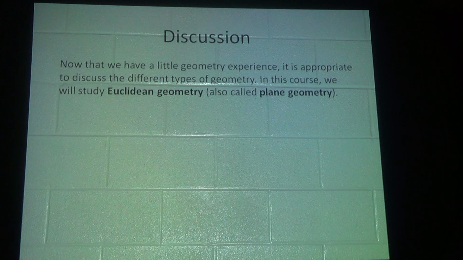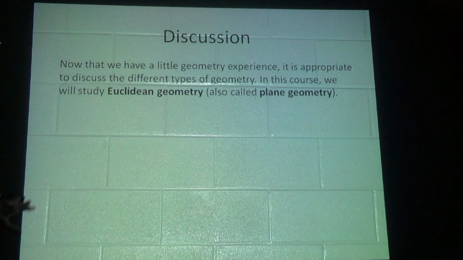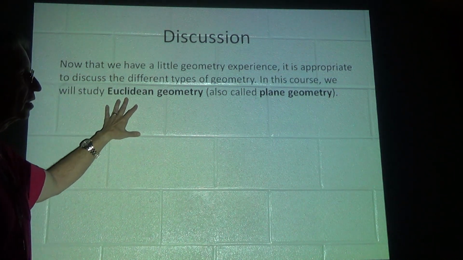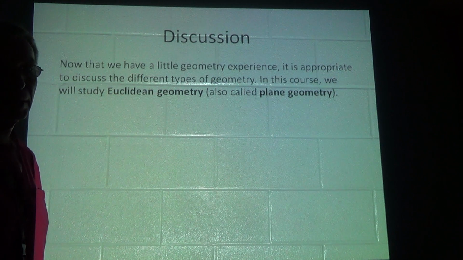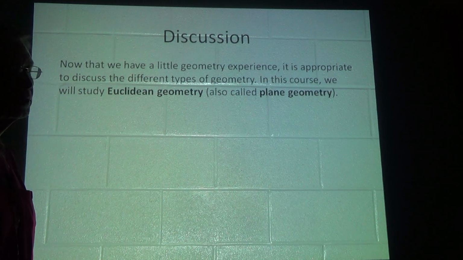So one thing that this gives us now, we've now got a little bit of experience with geometry. One of the things we're going to do next week is discuss different types of geometry. So next week we're going to have an activity where we're going to talk about a thing called taxicab geometry. Okay? What we're studying in here primarily is Euclidean geometry, which is also called plane geometry. So if you see those two terms, those are interchangeable.